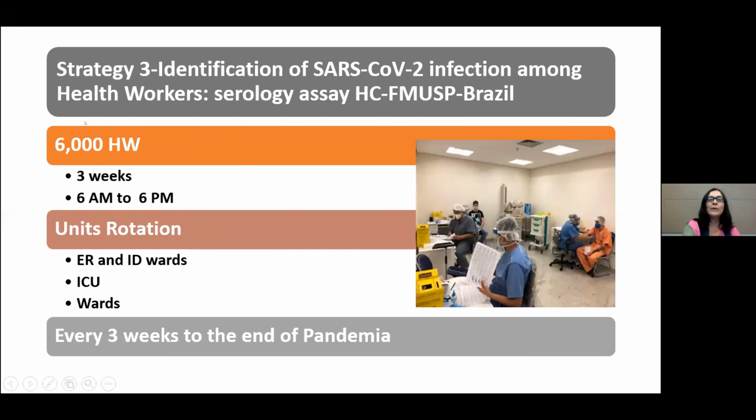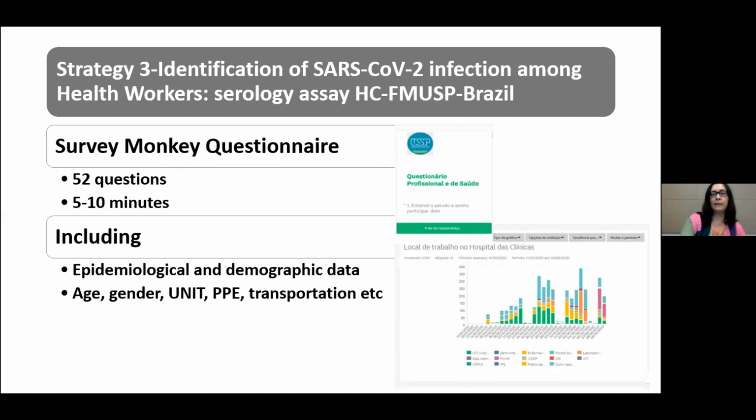So we applied this serology, and we tested 6,000 health workers in 3 weeks from 6 a.m. to 6 p.m. And we decided to test locally. So we had a rotation of units such as ER, ID, wards, intensive care units, and we finished the baseline. And from now on, we have to test the health workers every 3 weeks to end the pandemic.